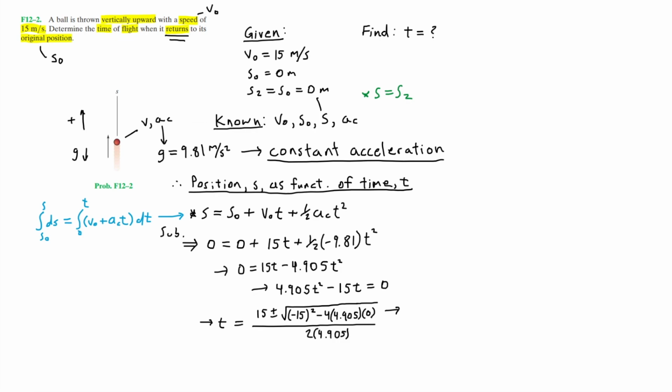So after putting this into a calculator, we have t1 is equal to 0 and t2 is equal to 3.058. And so from these two values, this is the one that makes sense, since we don't expect the time to be 0. So therefore, time t will roughly be equal to 3.058 seconds.